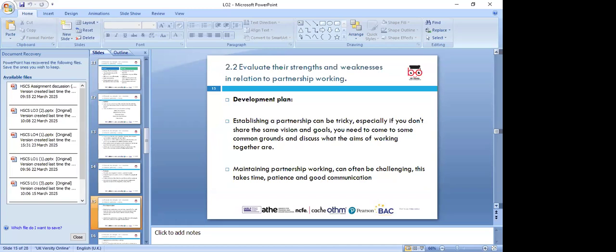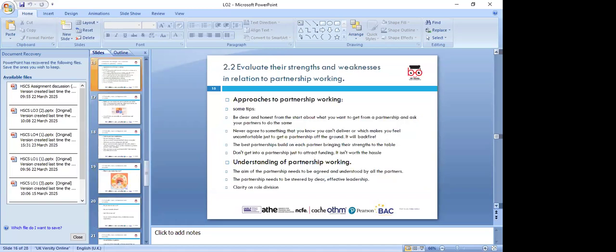So it is important that you set up a development plan, a plan that guides you together and ensures that the mutually agreed goals are clearly set out in your agreements. You have a plan that you follow and make sure that you are able to achieve it per the agreement that has been made. Maintaining partnership working can often be challenging. This takes time, patience, and good communication.